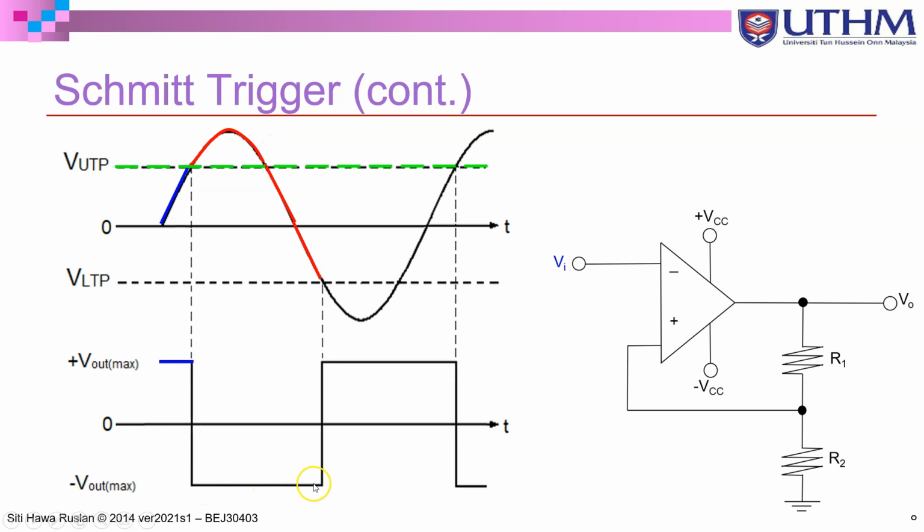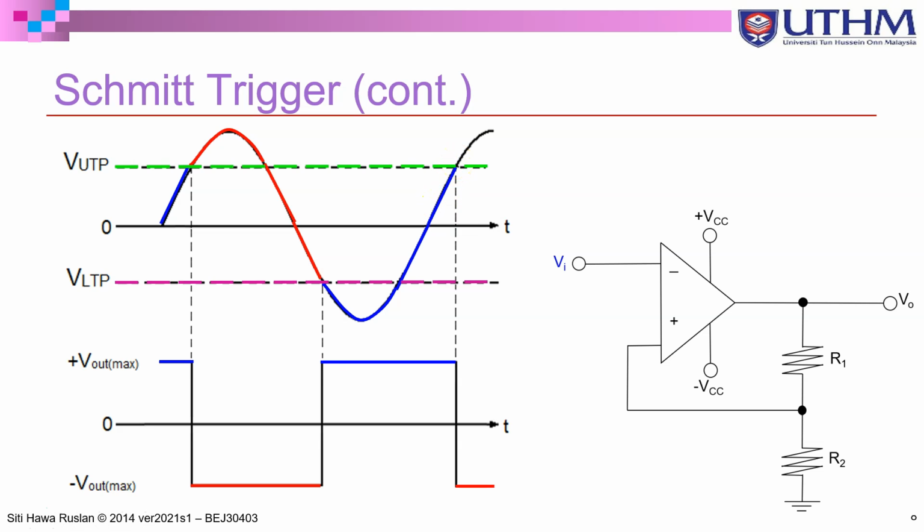When it is a negative value, this node will become lower threshold point. So your input right now is being compared with a V lower threshold point. As long as it is greater than the lower threshold point, your output stays at negative V out max or negative VCC. And right here, this is the transition point, and after this, your V in will be less than the V lower threshold point, or we say that V lower threshold point is greater than V in. V lower threshold is coming into the positive terminal, so your output will go positive again. And when the output is positive, now we are comparing V in with the upper threshold point.